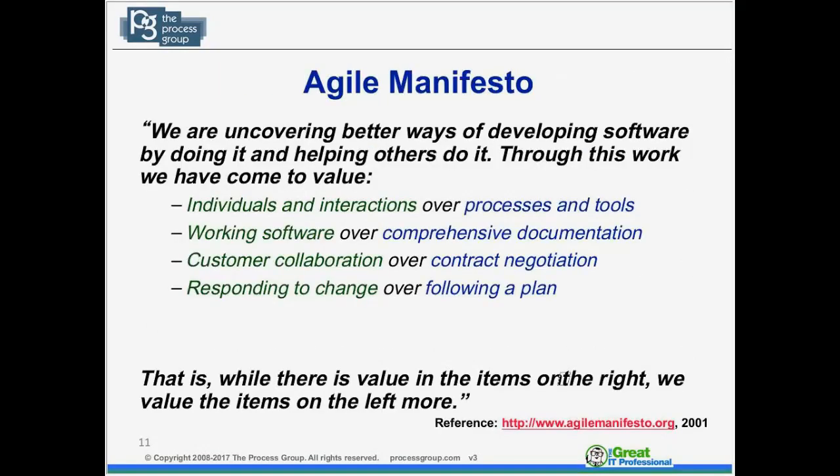So the manifesto, this is again quoted from the manifesto page, which is listed there on the bottom right. I like the idea of the manifesto, but if you look at it in detail or from a particular view, it can cause some problems too. So for example, focusing on individuals and interactions over processes and tools can be very beneficial, but if you shift too far to the left, that can also end up with a lot of risk.